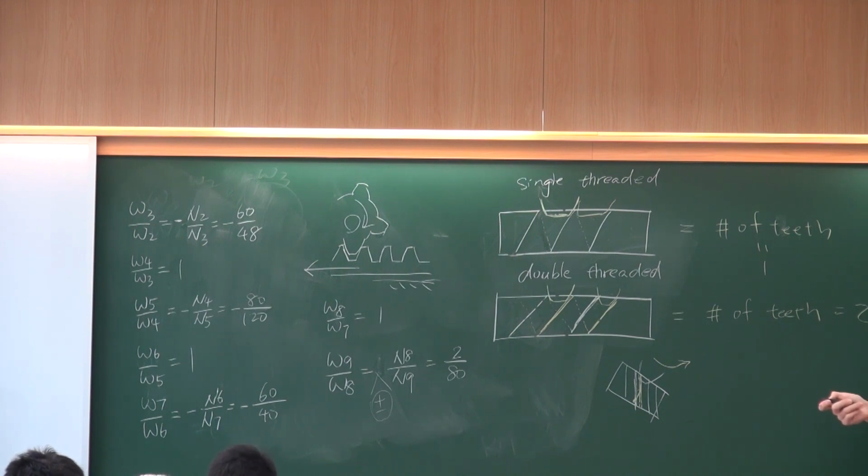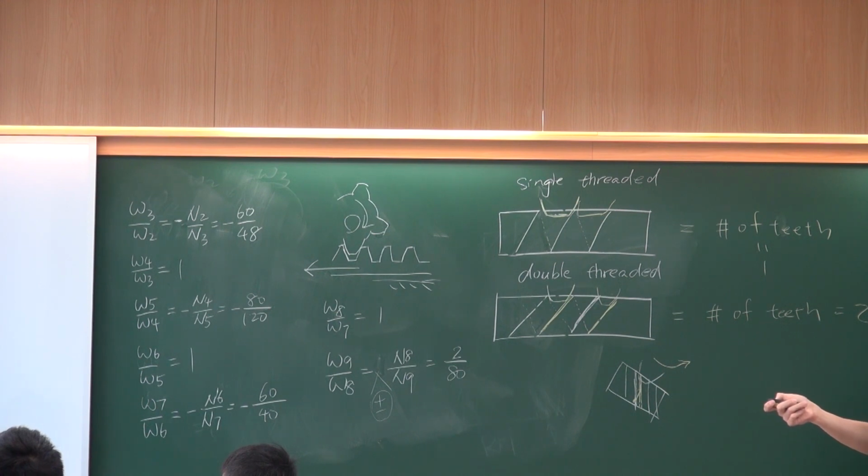Because this one has 80 teeth, and this one is double threaded, it means I need 40 cycles to make this one run for 1 cycle, because each cycle will move a distance of 2 teeth. So you need 40 cycles to make this one run 1 cycle. So that's their gear ratio, 2 divided by 80.